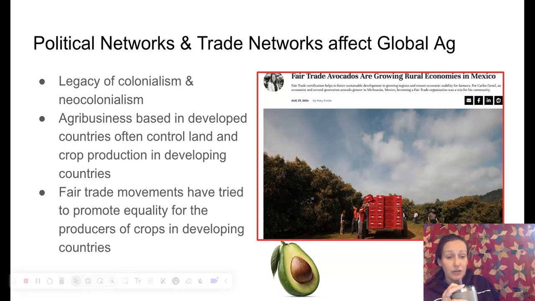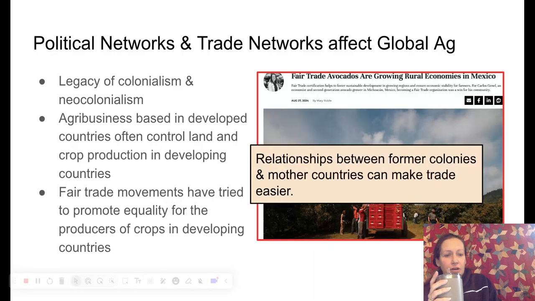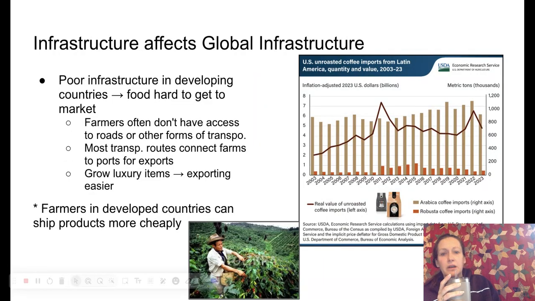Things being cheaper, right, means things might be a little bit more environmentally unfriendly, labor unfriendly, things like that. Relationships between former colonies and their mother countries usually make trade easier. Sometimes there can still be problems. We'll look at an example later, but that usually does help, right? And this is about avocados in Mexico, right?